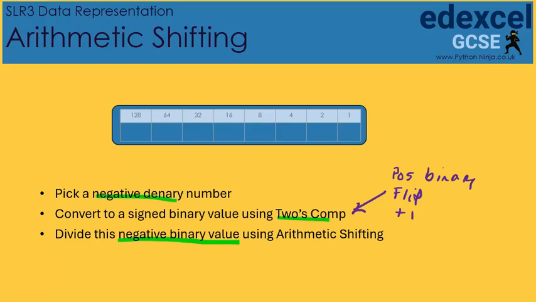And then you can use arithmetic shifting to divide by 2 or divide by 4, or if you're feeling really brave, you could try and divide by 8. So have a go at doing a few of those to really embed it into your memory, and then in an exam situation you are so much quicker and it gives you time to do other exam questions.